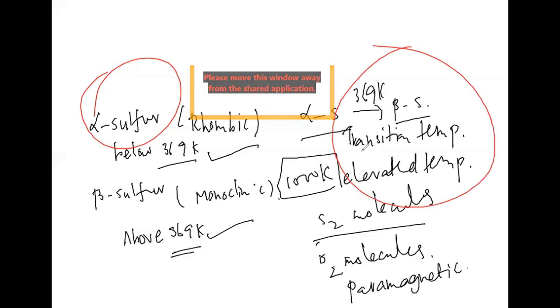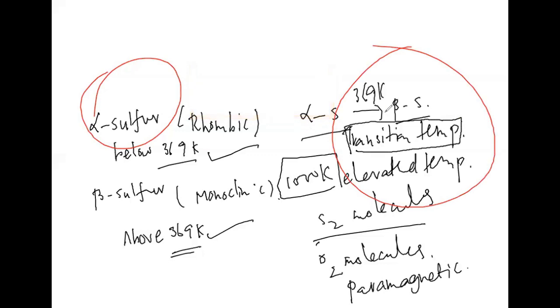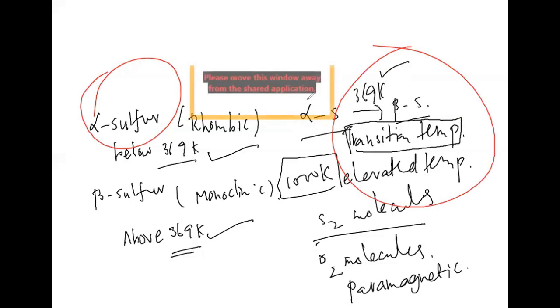Any doubt here regarding this? The transition temperature is about conversion of alpha sulfur to beta sulfur at exactly 369 Kelvin. We can see both forms are stable. But if you increase the temperature above 369, beta sulfur is more stable. Below 369, alpha sulfur is more stable.